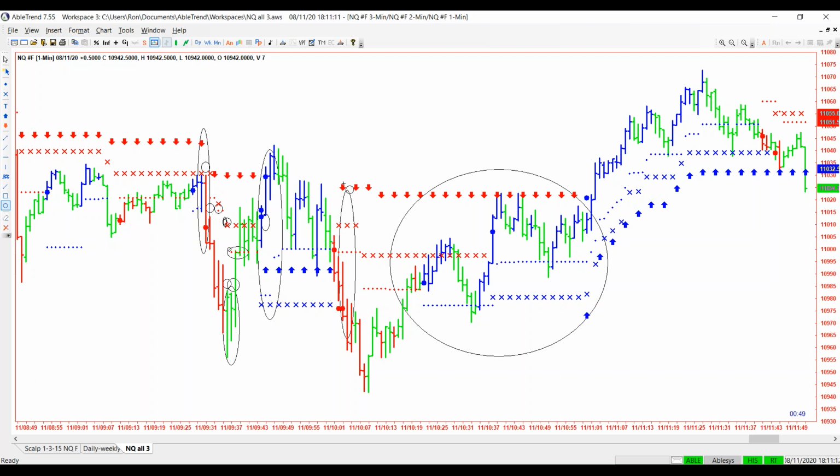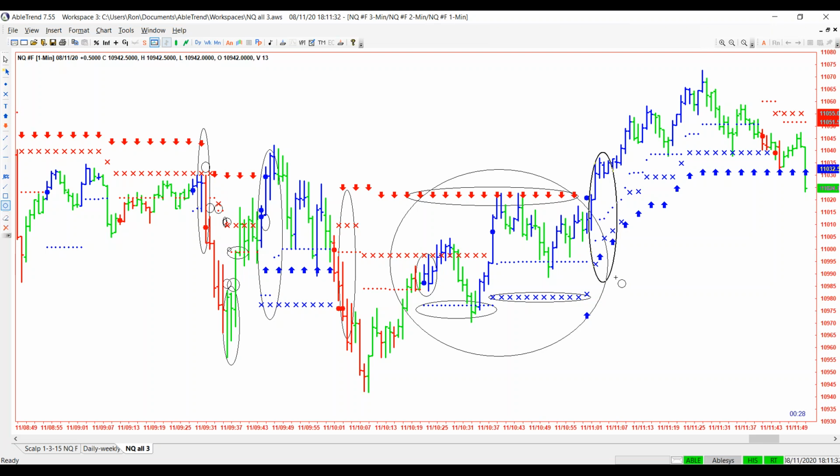If you don't have that higher time frame, it's a no trade zone. Here, the higher time frame says to go short, it's red. The lower time frame says to go long, it's blue. The bars are blue, it's a mix of colors. When you have a color mix vertically, no trade zone.